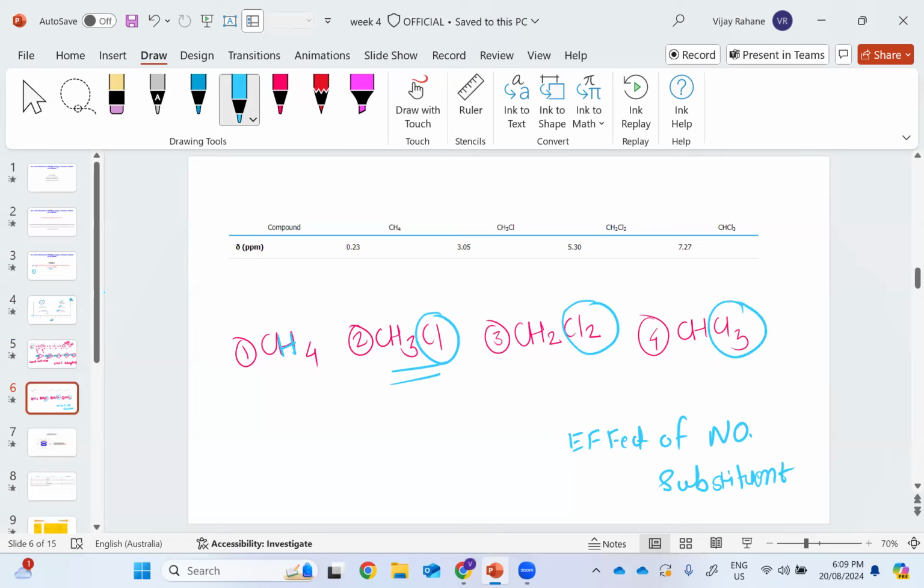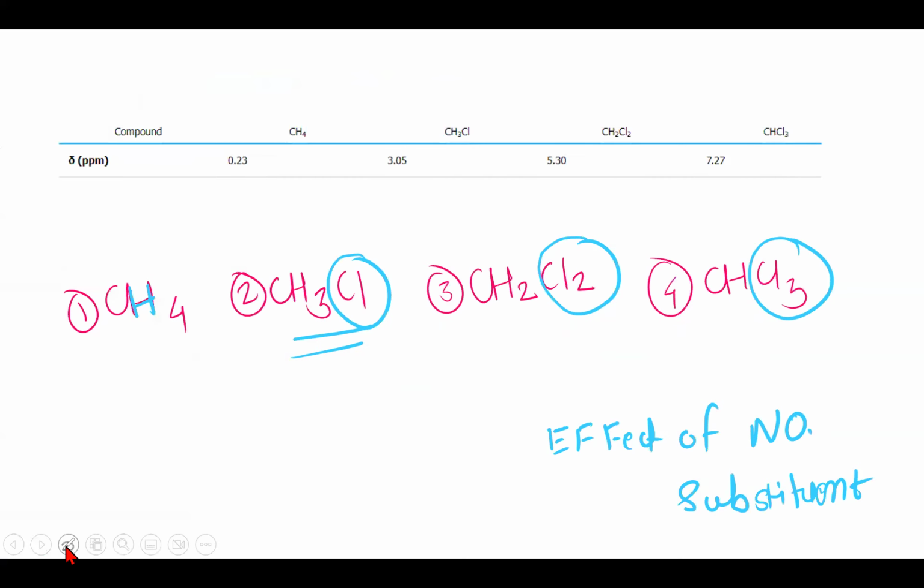So here in this one, the number of electronegative groups is increasing. So here there are zero electronegative groups. Here only one, here there are two, and here there are three. So here three electronegative groups are attached. So that's why the delta value for this one is higher. It will be in this manner.